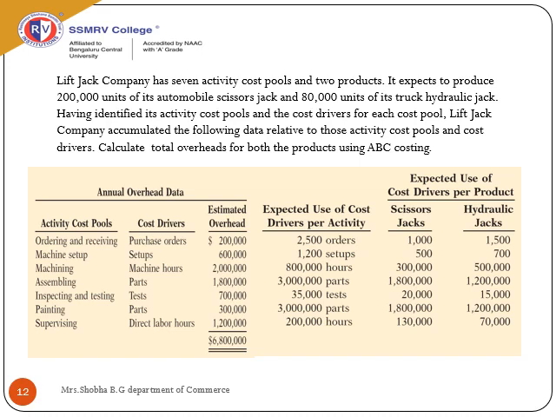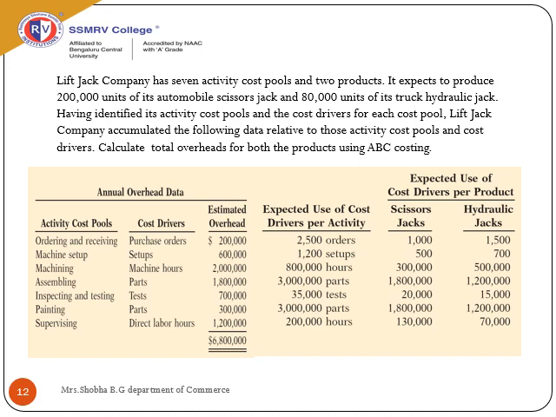So you can find a problem there in the slide. So let me explain about the problem. Here they are given an example about the two products which are produced by a company. The two products are scissors jacks and hydraulic jacks. So the scissor jacks are going to be produced 2 lakh units, and the hydraulic jacks are of 80,000 units.